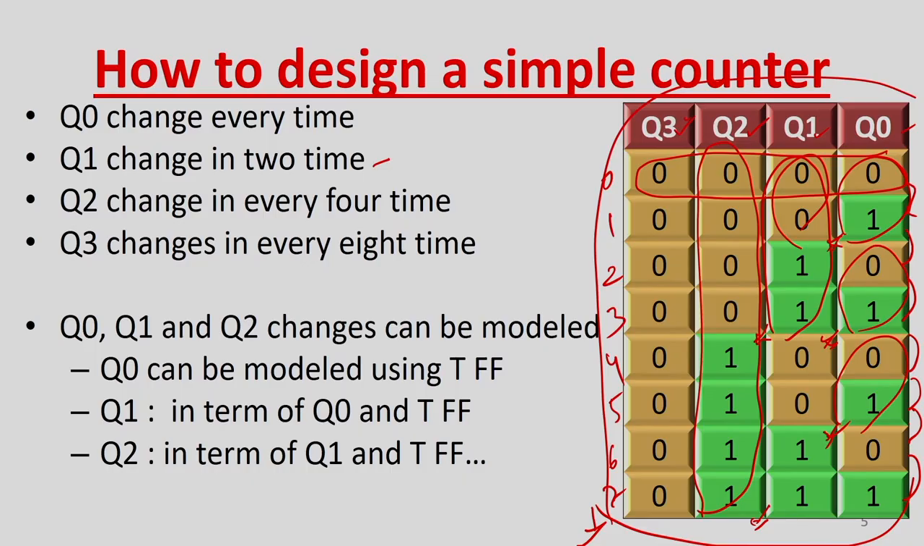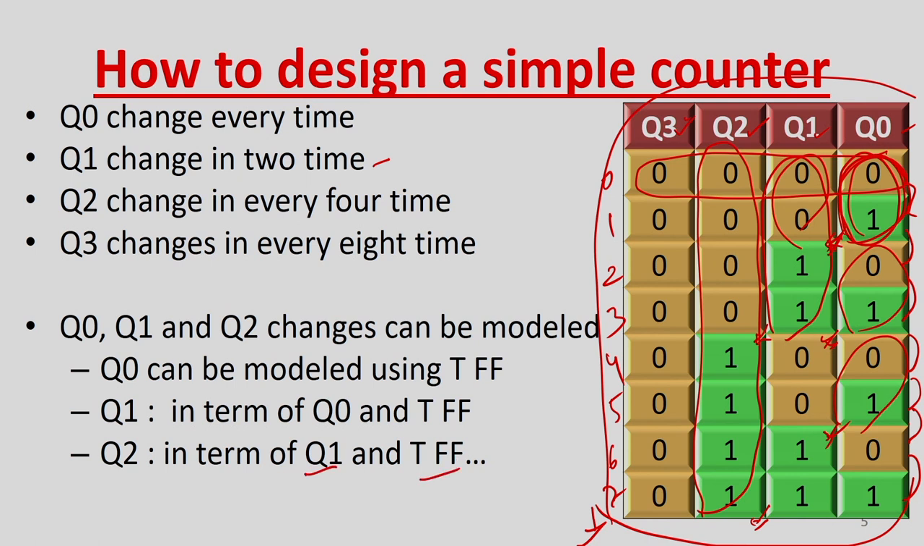So, Q0 can be modeled using a T flip flop, which toggles on every clock. And Q1 in terms of Q0, because we know Q1 toggles after two pulses of Q0, it changes. That means we can model Q1 in terms of Q0 and a T flip flop. Similarly, Q2 can be modeled in terms of Q1 and a T flip flop.